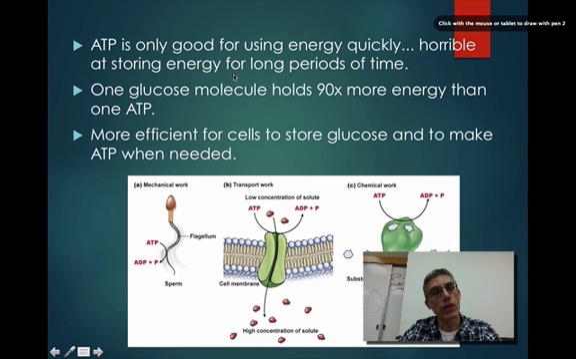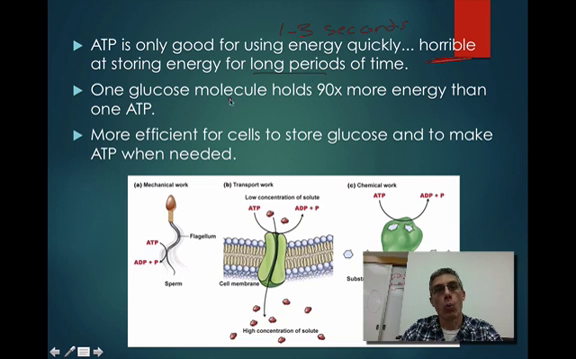So again, ATP is really good when it comes down to providing energy for different life processes within our body. But the problem with ATP is that it actually only has enough energy for 1 to 3 seconds. So it's a quick burst of energy, which makes it really horrible when it comes down to storing energy for long periods of time. One glucose molecule can hold about 90 times more energy than ATP. So ATP is good, but glucose is even better.